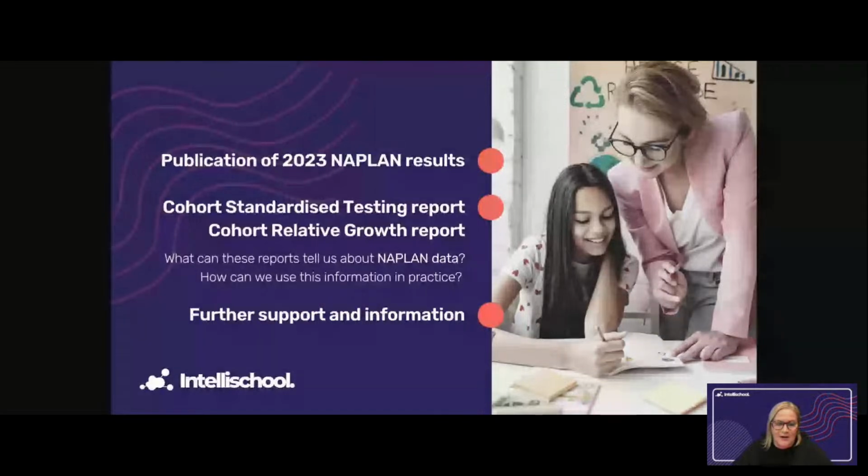Then, to give us a taste of how we can take that data and put it into practice to make real impact on our student outcomes, there's 2 of our dashboard reports that I'd like to focus on, and they're both in our cohort profile. The first one being the Standardised testing tab, and the second one being the relative growth report. So I want to run you through what these reports can tell us about the NAPLAN data. But then the more important step is how we can actually use this information in practice.